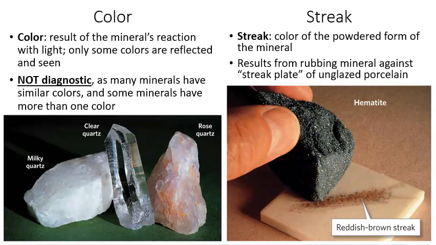Next, we have streak. Streak is the color of the powdered form of the mineral. This results from rubbing the mineral against a streak plate of unglazed porcelain in introductory geoscience labs. So this example of hematite, which is also a technical term for rust, has a reddish brown streak, as you might imagine.